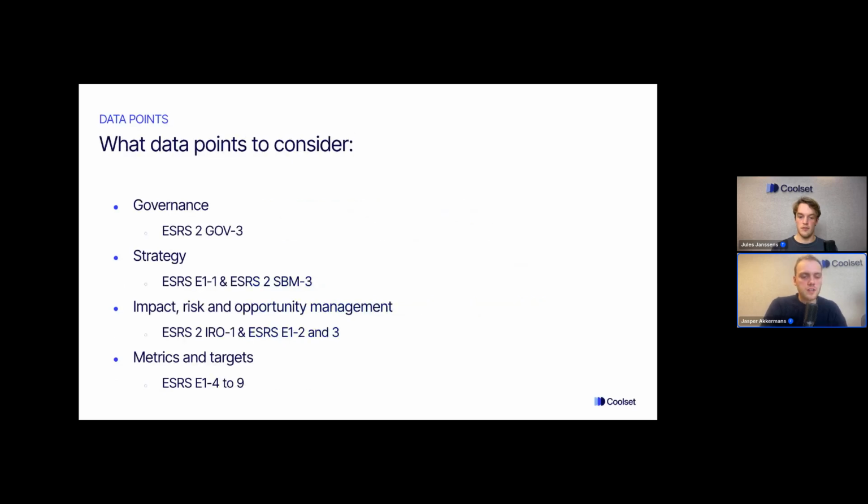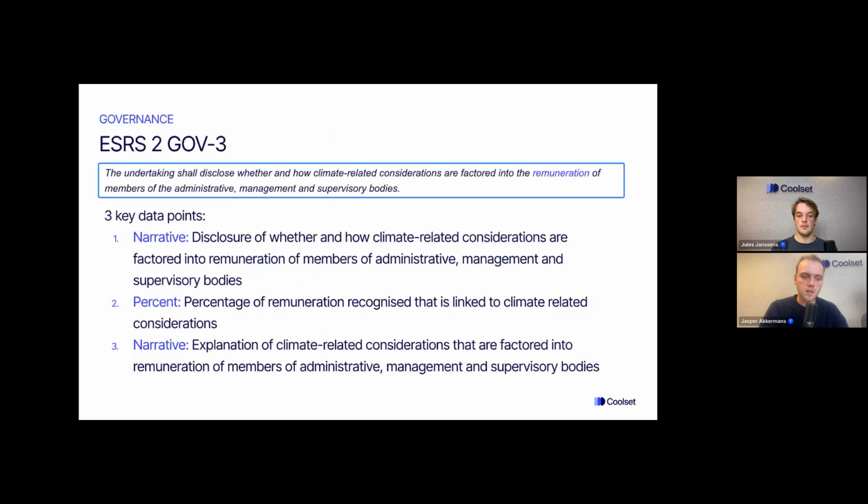As I mentioned, the data points are broken down into different sections. First, we're going to look at the governance section, then we're going to go to strategy, then we'll move to impact, risk, and opportunity management, or IRO management for short, and then we'll finish off by metrics and targets, which are where most of the data points under ESRS E1 fall. So let's have a look at governance.